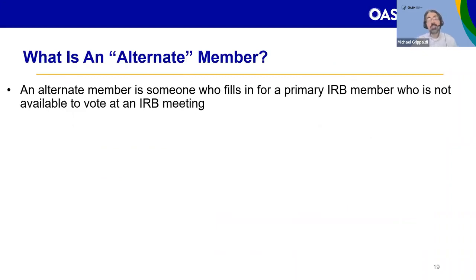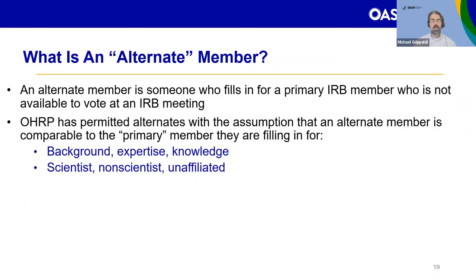So the regulations do not mention alternates. So of course they are not defined in the regulation, but OHRP has allowed institutions to identify an alternate member for a specific primary member. And the alternate member fills in for the primary member who is unable to vote at a meeting. So the alternate is not just anyone that can serve on the IRB, but he or she closely mirrors the primary member with respect to their expertise, their experience, their background, their knowledge, their professional competence, things like this. So an alternate is designated to fill in for a specific primary member, not just anybody at large.